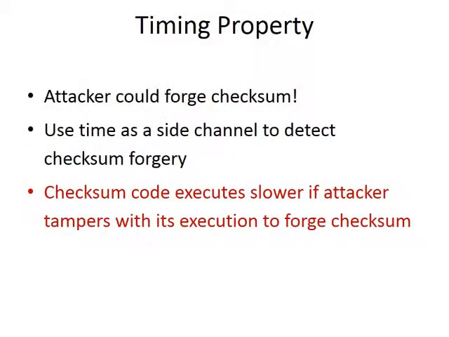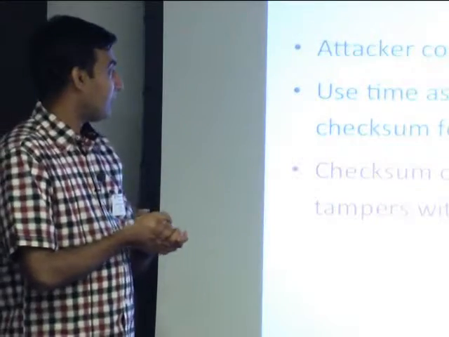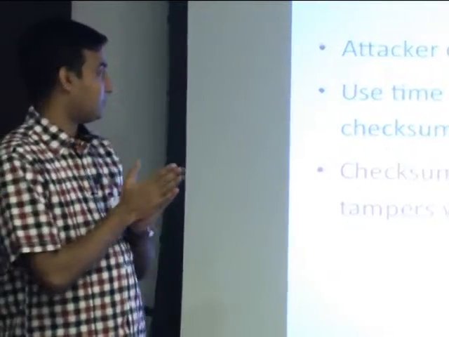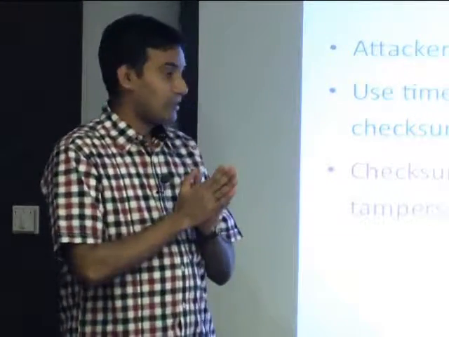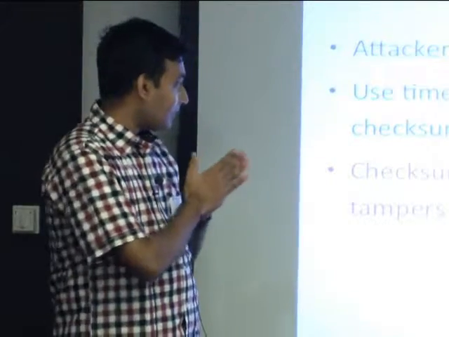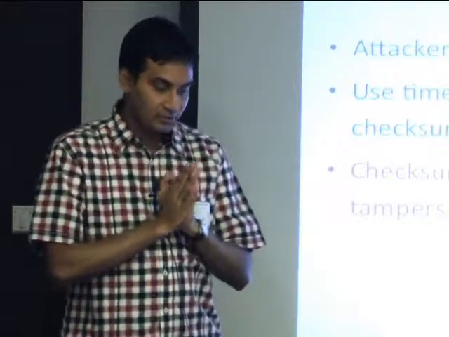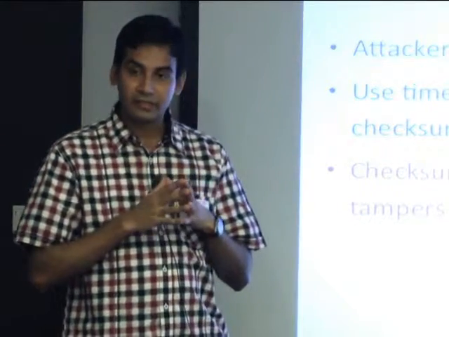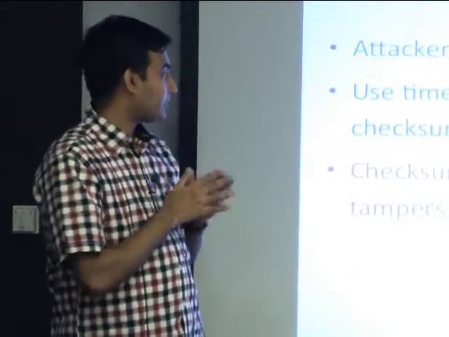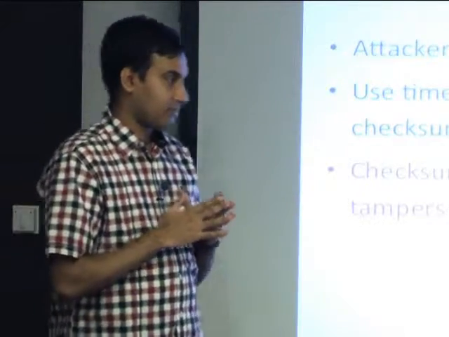Okay, so as we just talked about, the attacker could very easily forge the checksum. So how do we detect such forgery? We said, okay, let's try to use time as a side channel to detect attempts to forge the checksum. The key idea is that this checksum code will execute slower if the attacker, in fact, tampers with its execution to forge the checksum.